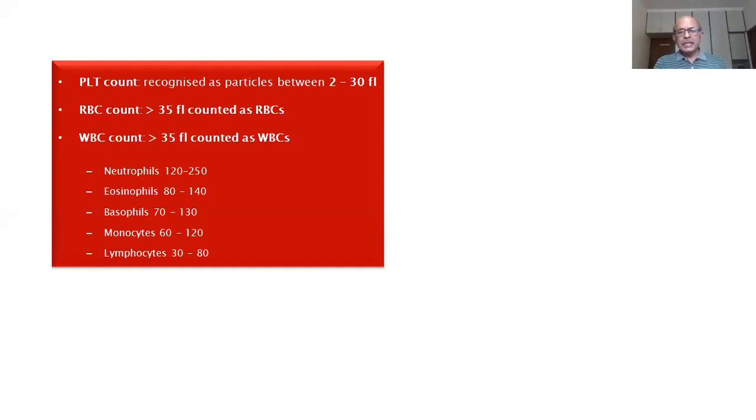When it goes to the next chamber, the WBCs are counted. Before the WBCs are counted, this chamber, which contains platelets and RBCs, has a solution mixed in which lyses the RBCs. RBCs are lysed and the rest of the cells are counted as WBCs. But in the first chamber, when the platelets and RBCs are counted together, and as I said, less than 30 femtoliter is counted by the machine as a platelet, more than 35 is counted as a RBC.